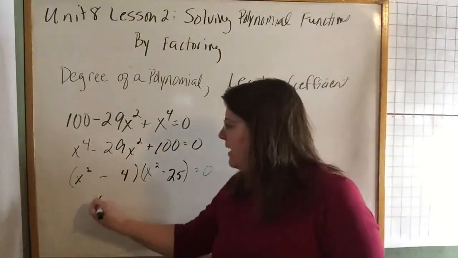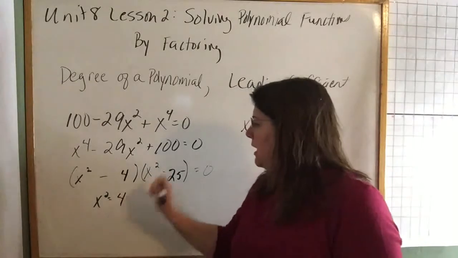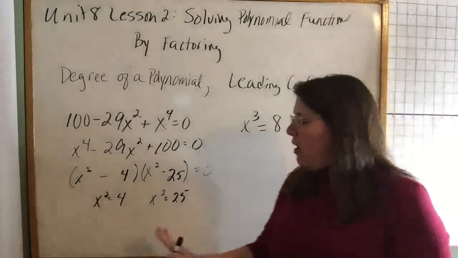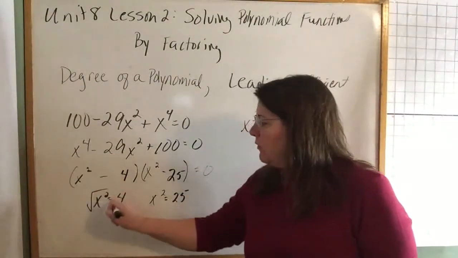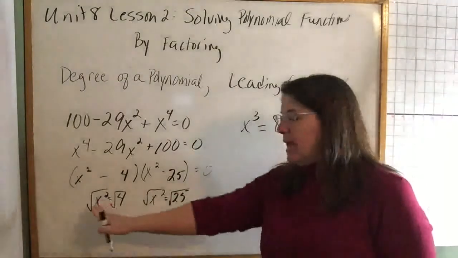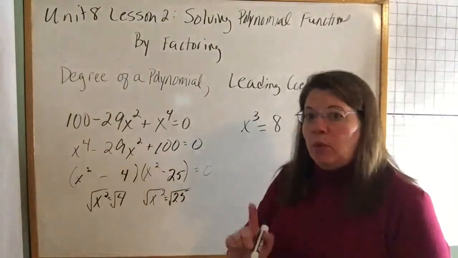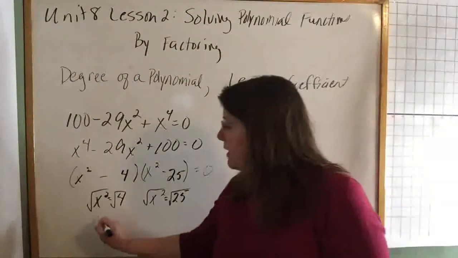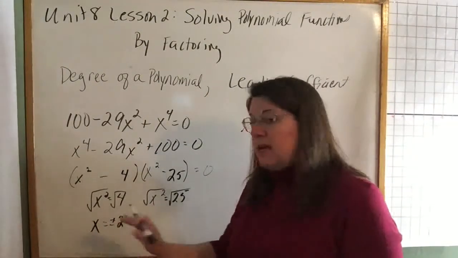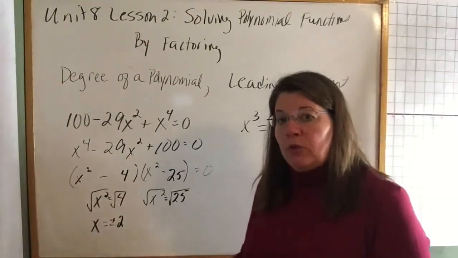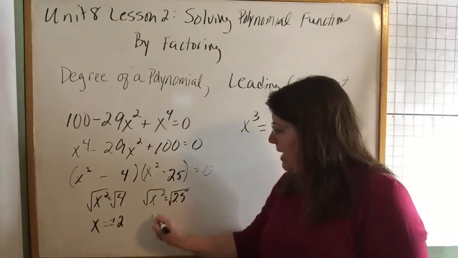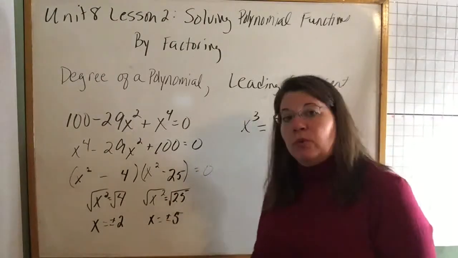So when I do that, I have x squared equals 4, and I have x squared equals 25. And now, to solve this, all I have to do is take the square root of both sides of each of those equations. Because if I want to get x by itself, I take the square root. Now, the one thing here that you need to remember is that when you put in the square root, you have to put in the plus minus, because it does yield two answers when you put in the square root sign. So x equals plus or minus 2 and x equals plus or minus 5 would be your answers.